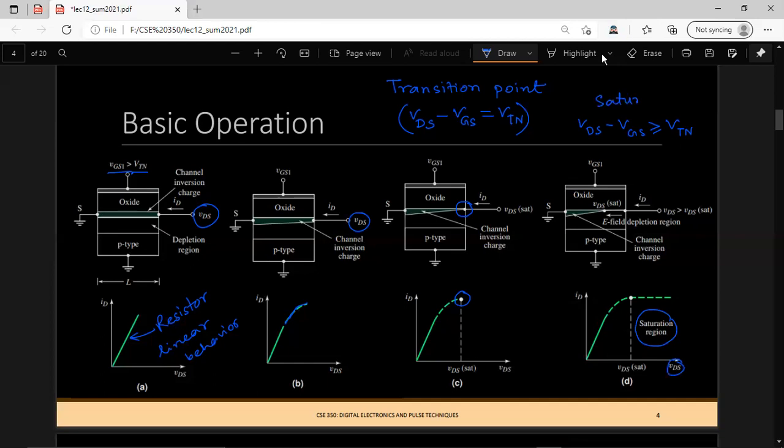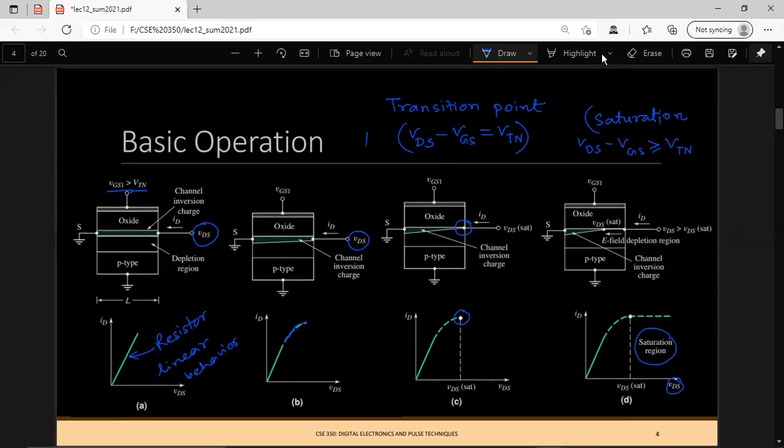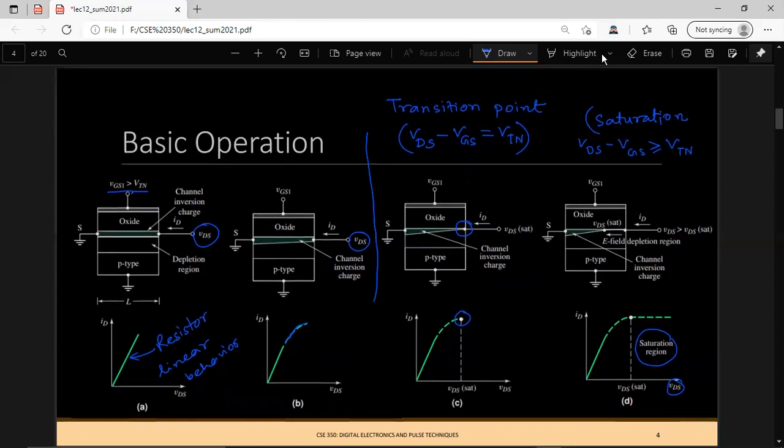So this is saturation, and before this part we call this the triode region. Some books refer to it as a linear region, however we will call this a triode region. So the condition for the triode region should be VDS minus VGS is less than VTN. Okay, so the transition point is in between the saturation region and the triode region.